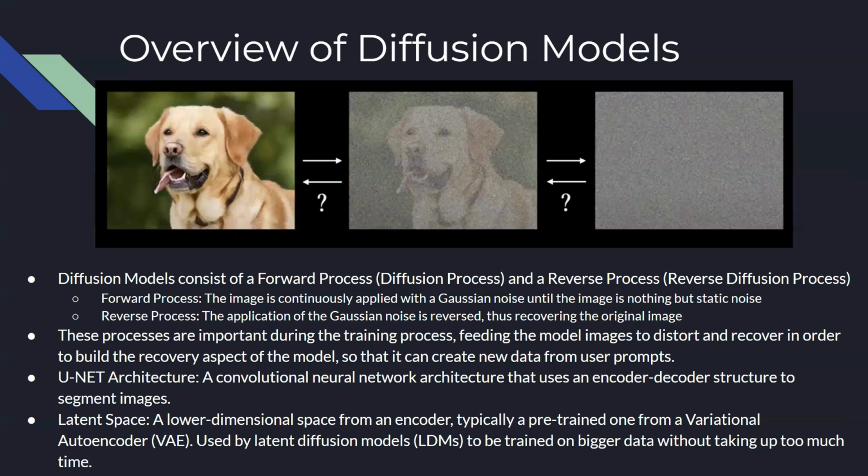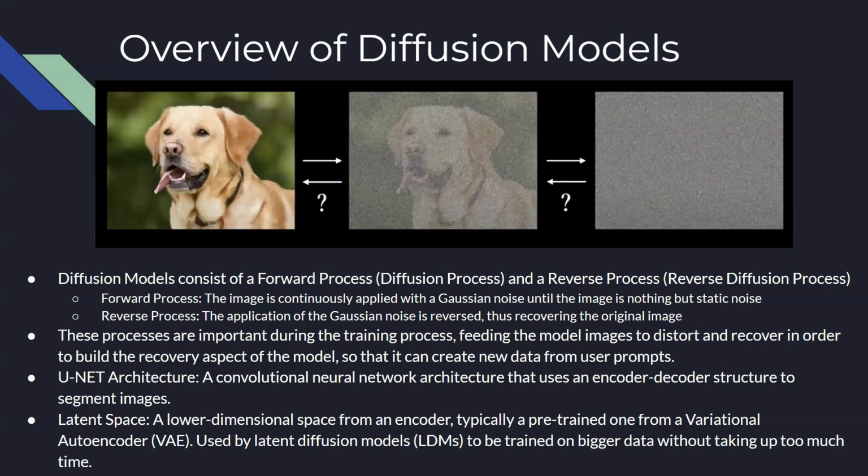As we can see in the image provided here, we have a picture of a dog, and then during the forward process, we continuously apply Gaussian noise until it becomes a static image, as we see on the right. The reverse process essentially takes that static image and tries working backwards in order to produce the same image as we started. Now, these processes are important during the training process, feeding the model images to distort and recover in order to build the recovering aspect of the model so that it can create new data from user prompts.